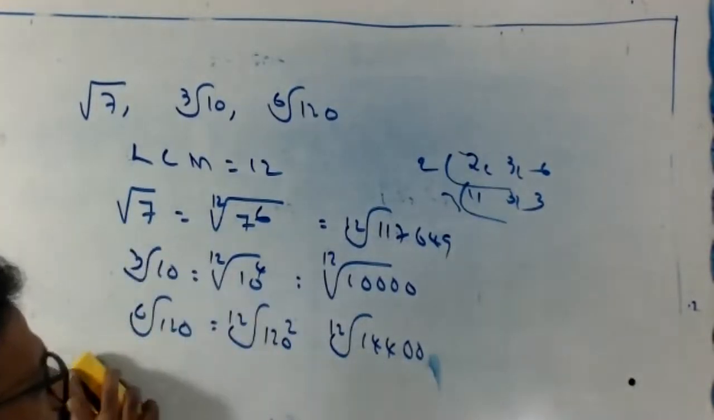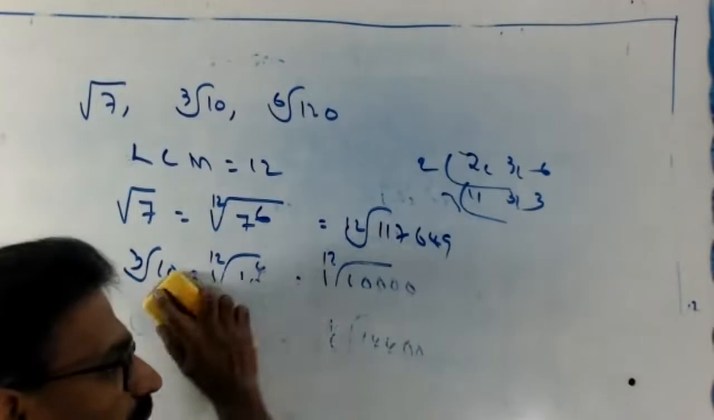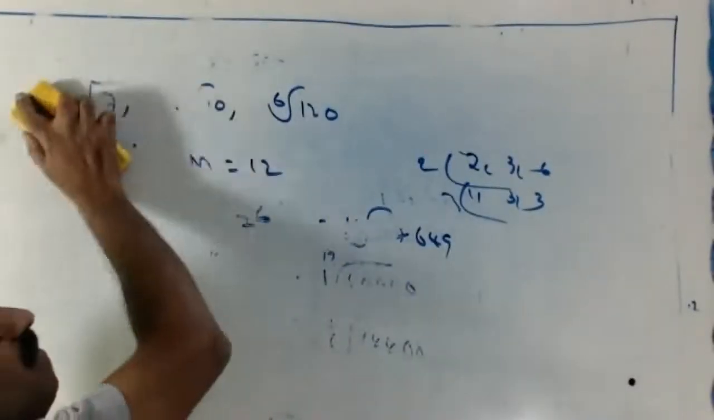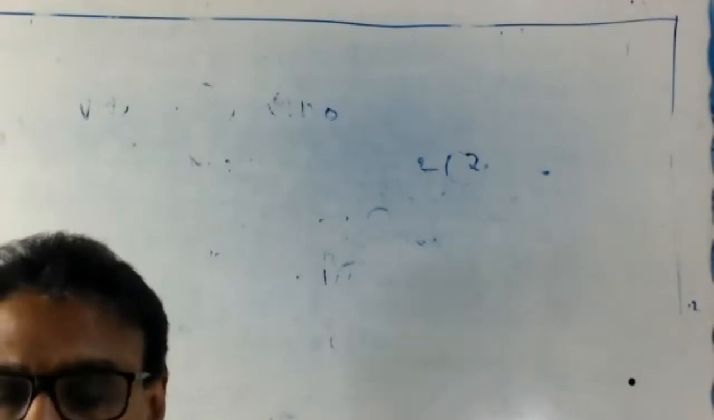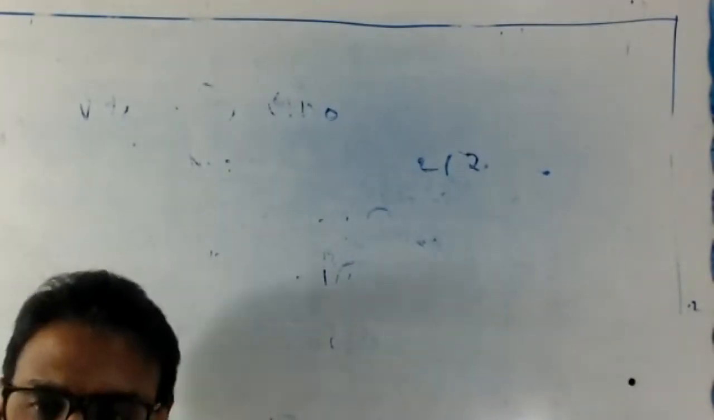Okay. But the answer may be correct, but the step is wrong. So correct it now. The answer may change. You get 6th root of 30, cube root of 10, 4th root of 25. Okay. So now, clear now?